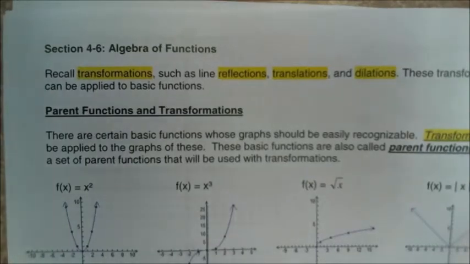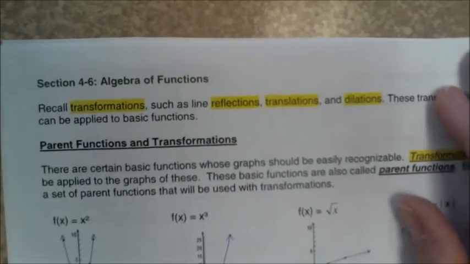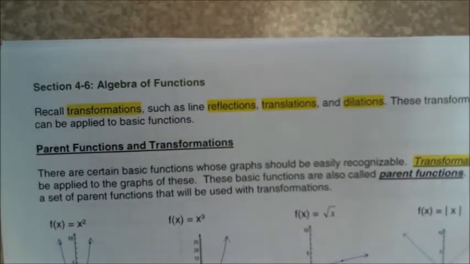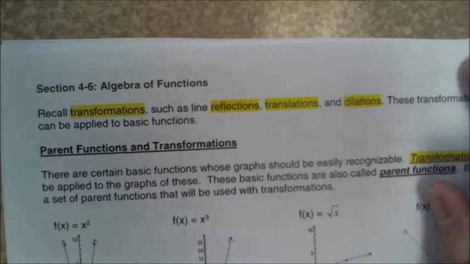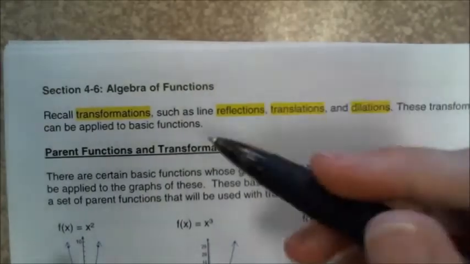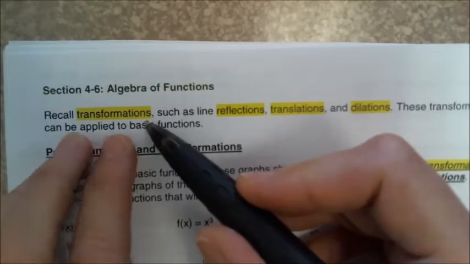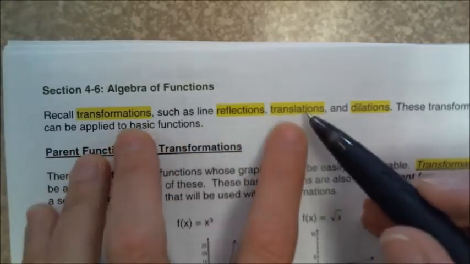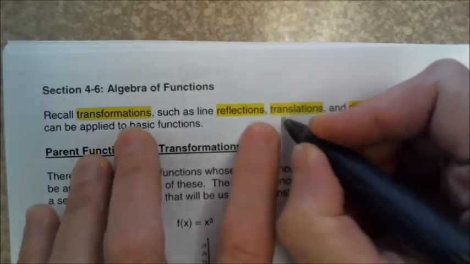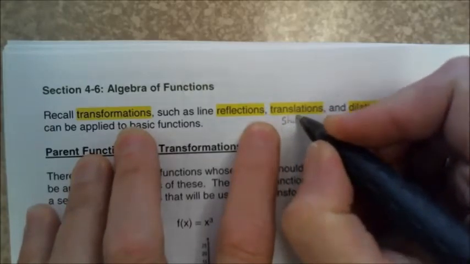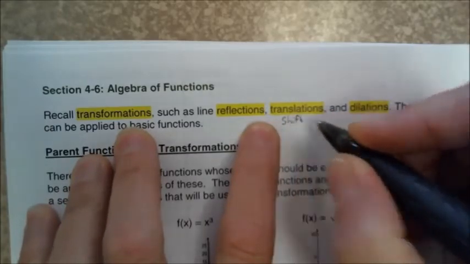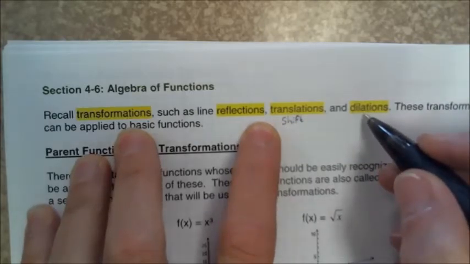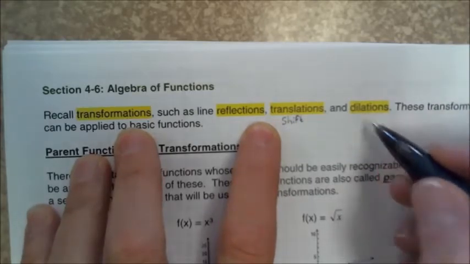Today in class, we did pages 10 and 11 in our notes packet, and today I'm on page 12. We're going to talk about some of the things that happened during the activity with the colored pencils. What we did was we used some transformations, such as a line reflection, translation, which I call a shift, because it just moves something left, right, or up or down, and dilations, which is either shrinking or stretching.